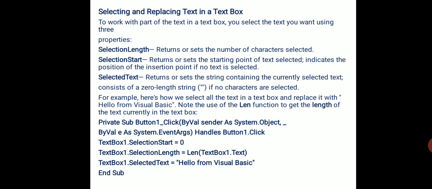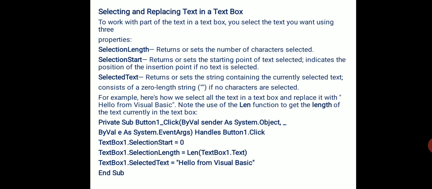Selection start returns or sets the starting point of text selected, and indicates the position of the insertion point if no text is selected. Okay. Selected text returns or sets the string containing the currently selected text. It consists of a 0 length string if no characters are selected.